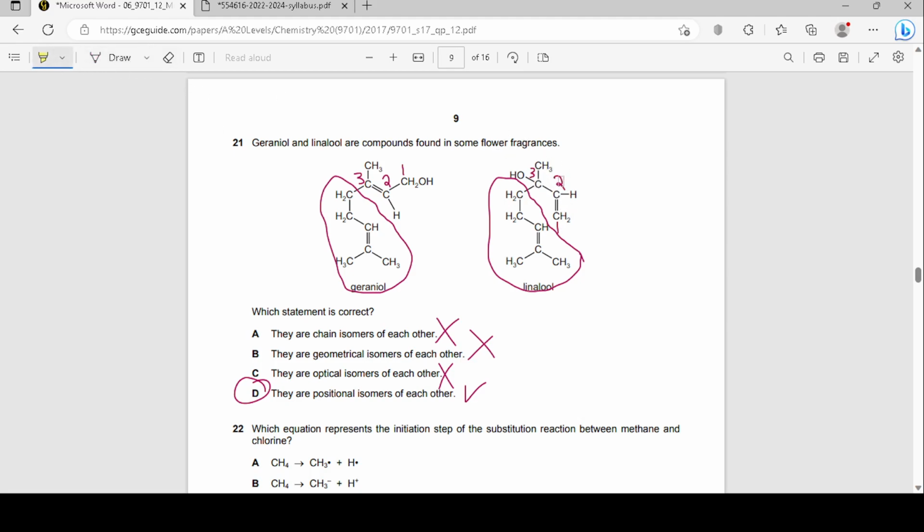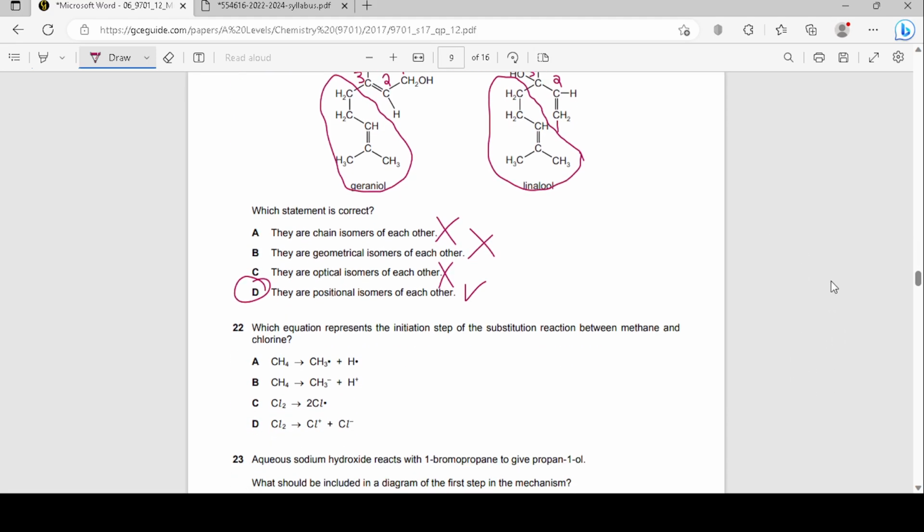So the carbon-carbon double bond for the alkene is between the first and second carbon atom. It's hard to highlight stuff. But anyways, it's between the first and second carbon atom, whereas in geraniol it is between the second and third carbon atom. So yeah, the position of the functional group is different in both of them. So I would say the most likely option is that they are positional isomers of each other. So yeah, the answer is D.